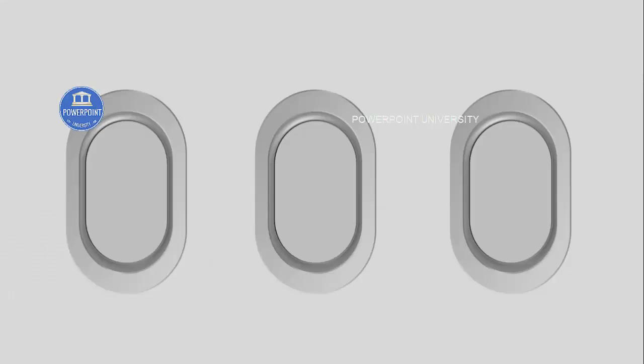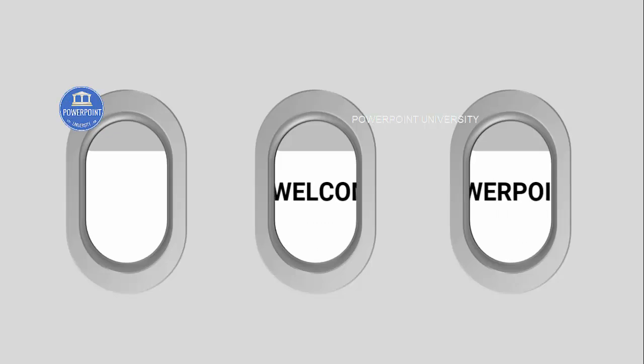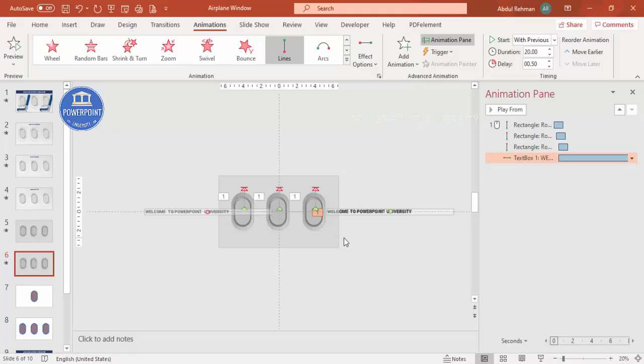Okay, and let me just play now. Can you see here, welcome to PowerPoint University. So likewise you can just put any text of your choice and it's plain color there. If you want to change the background, you can change the background or do whatever you want. It's completely editable.